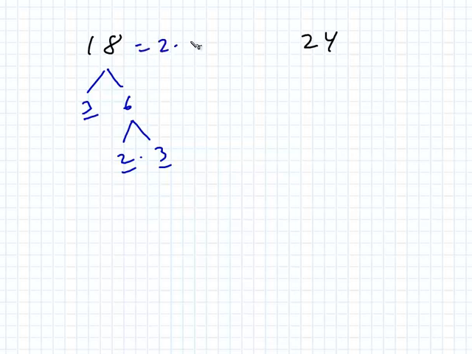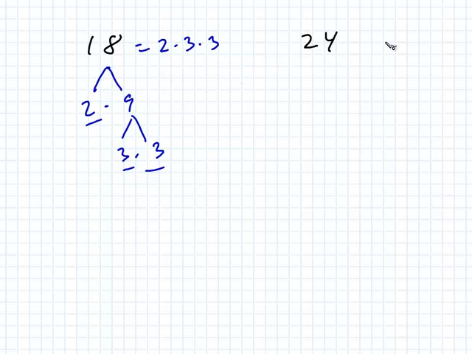So this is 2 times 3 times 3. What if we had done it 2 times 9 instead? I could have 2 times 9. 9 is 3 times 3. Again, 2 times 3 times 3. Same result either way. How about 24? 24, you can think of 2 times 12. You can take 6 times 4 is 24. 3 times 8 is 24. Any of those will work.